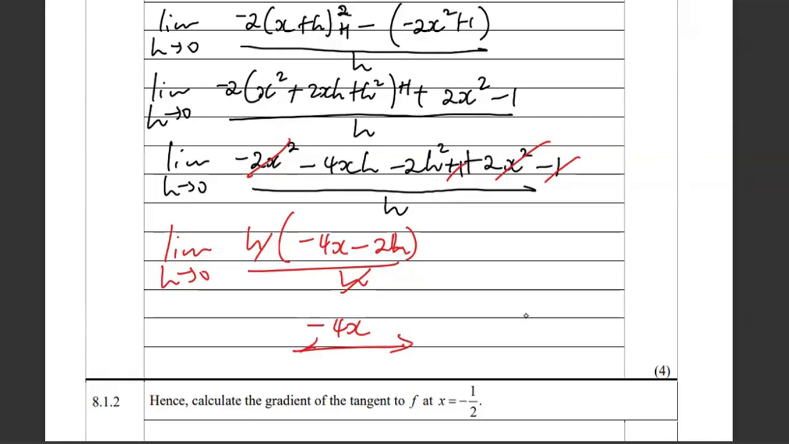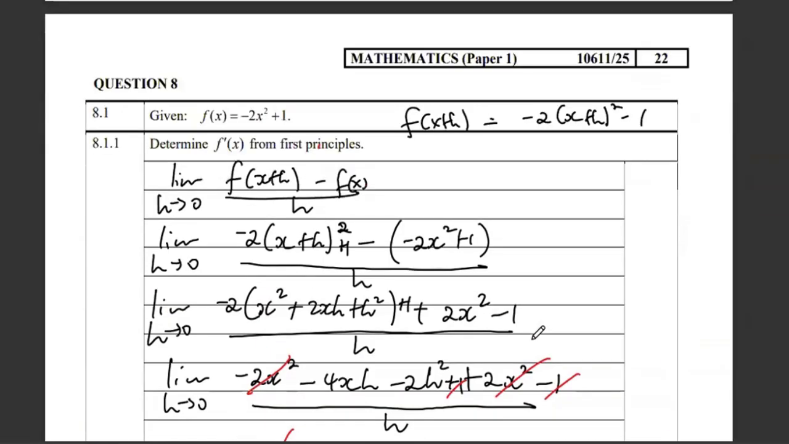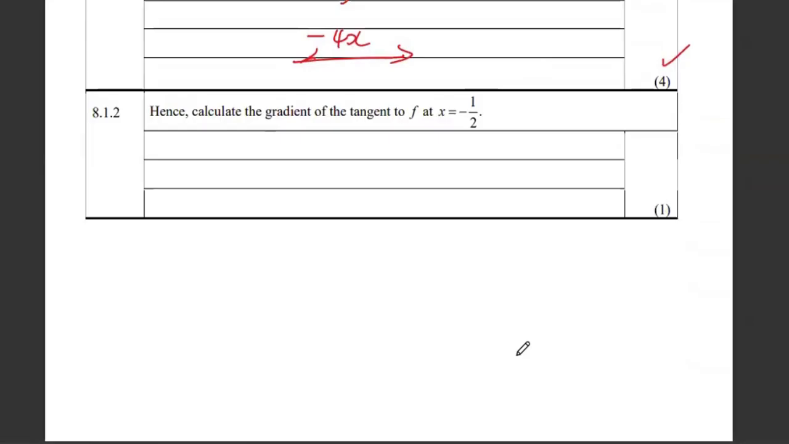But why are they giving 4 marks from the usual 5? Hence, calculate the gradient of the tangent of f at this point. So we know that the first derivative is like a gradient function, okay? Meaning that f prime of negative a half is going to be negative 4 multiplied by negative a half. And this gives us a positive 2. So that becomes a positive 2, and then that is our gradient.